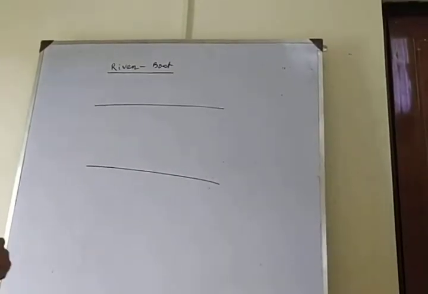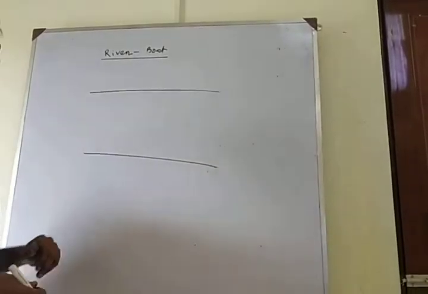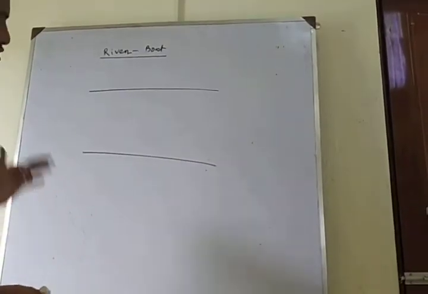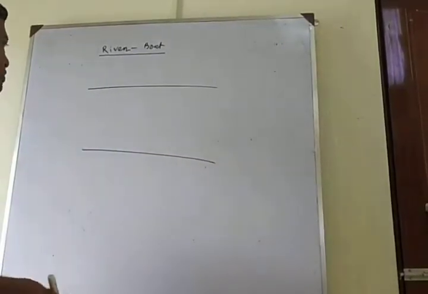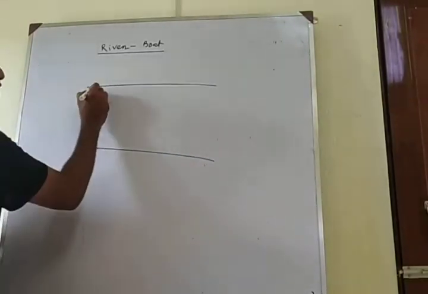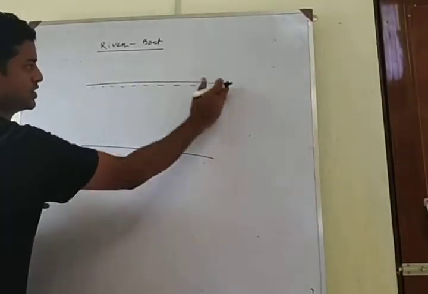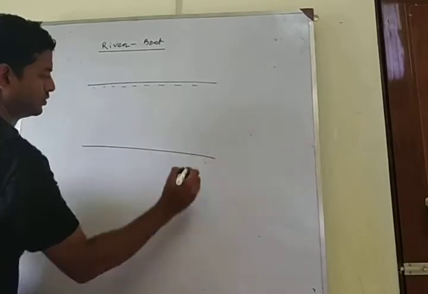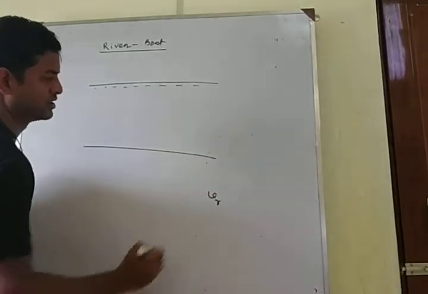So now I am going to discuss river boat. This is one kind of two-dimensional motion, so I am entering into two-dimensional motion. Okay. So river boat: let the river be flowing from west to east along this direction. So the velocity of the river is taken as VR.